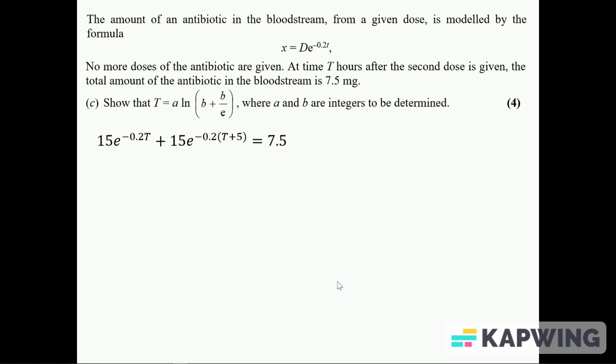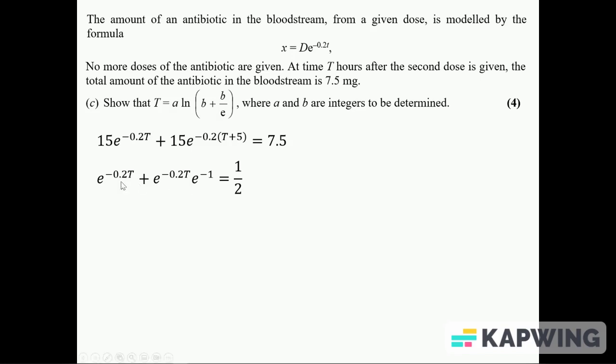I'm going to divide it all by 15 to start off with. So I'll just have e to the minus 0.2T, and this would be a half. The 15 will go, but I'm going to break this up because I need to isolate e to the minus 0.2T. So we're going to break it up into e to the minus 0.2T multiplied by e to the minus 0.2 times 5, which is e to the minus 1.